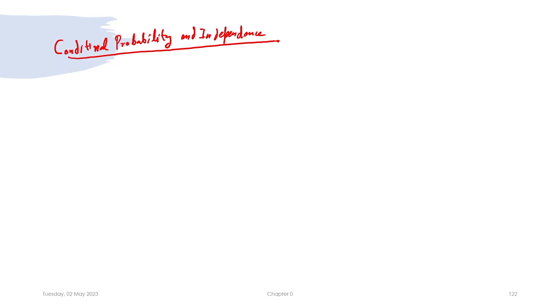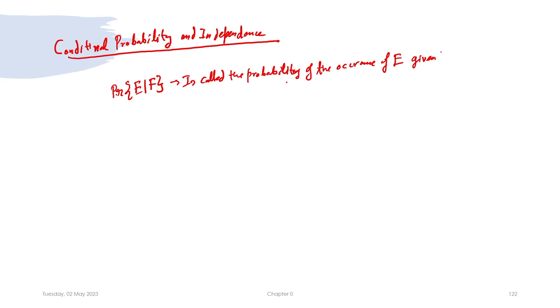Conditional probability and independence. These ideas are needed for later use. So, let us quickly introduce conditional probability and independence. The probability of E given F is called the probability of the occurrence of E given that F has already occurred.